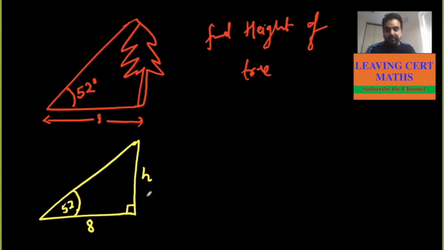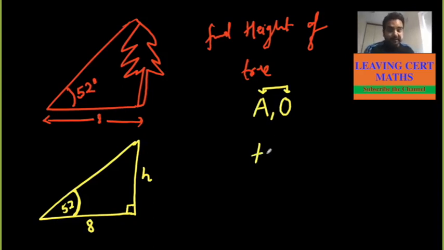Now look for what is given with respect to this angle. What is given? Height is not given. Adjacent is given, and they are looking for opposite. So in which formula, TOA, do you get these two things?